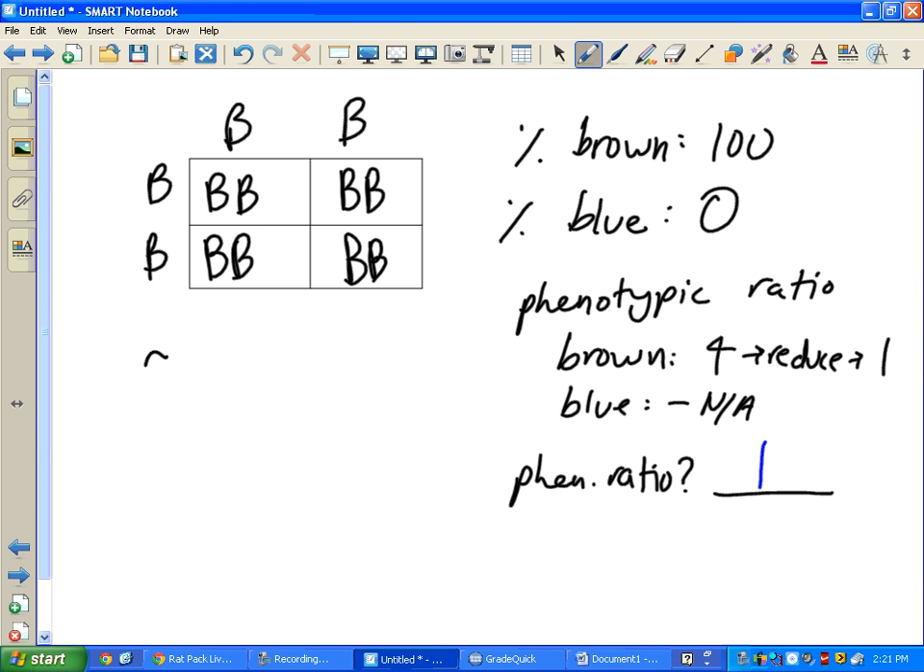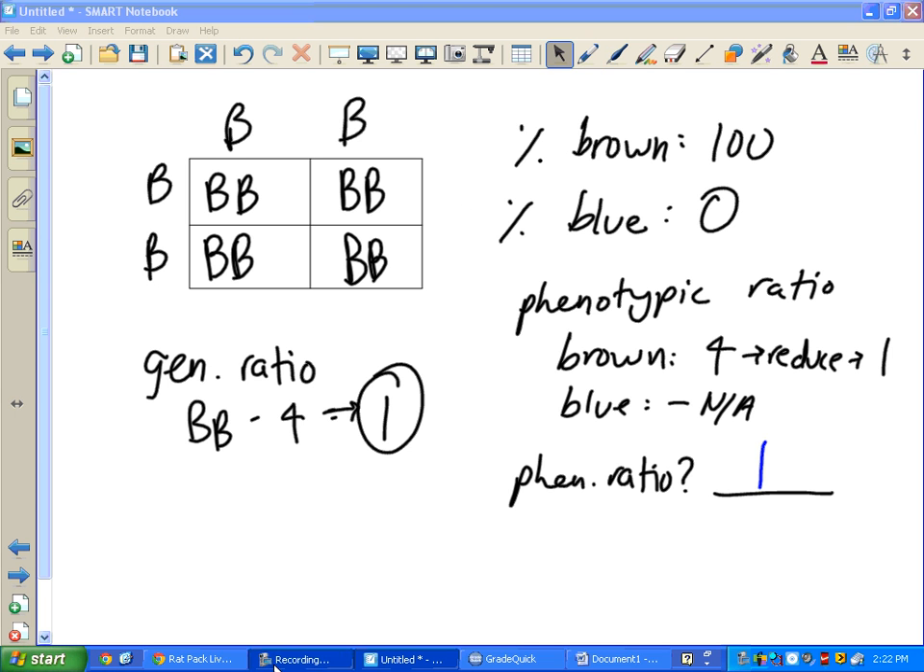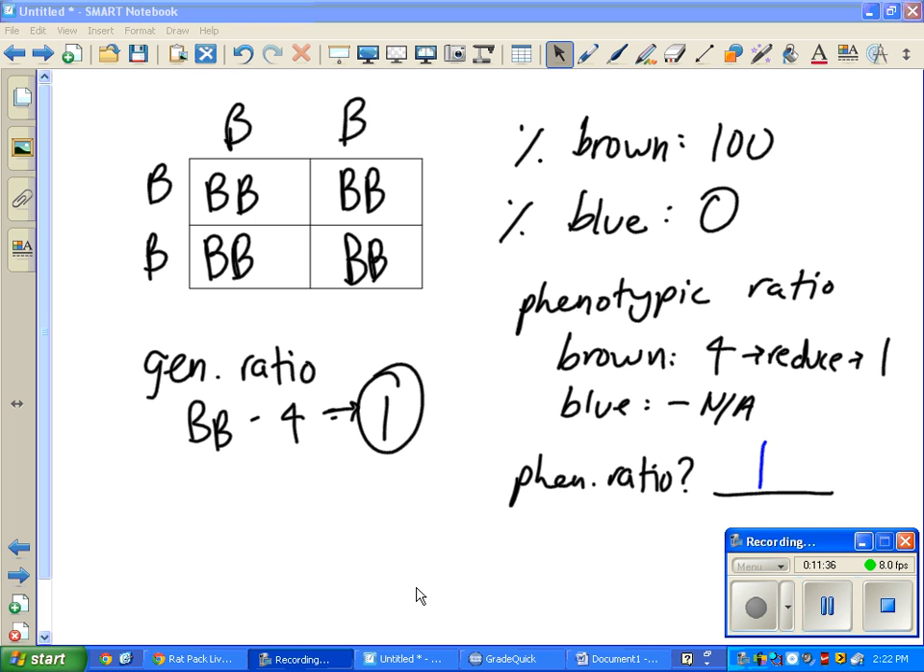And it's the same with the genotypic ratio. Okay, you have all homozygous dominant. That's the only option you have, and you have 4 of them. So that's going to reduce to 1. That's kind of weird, but you just need to remember it. Okay, and that's it for how to figure out phenotypic, genotypic, percentages, and ratios.